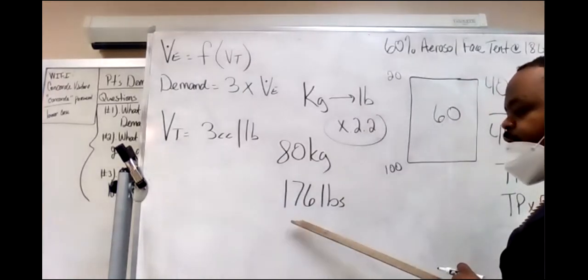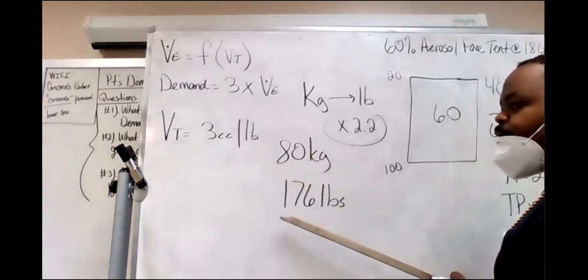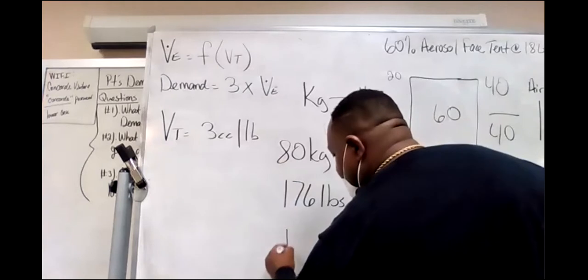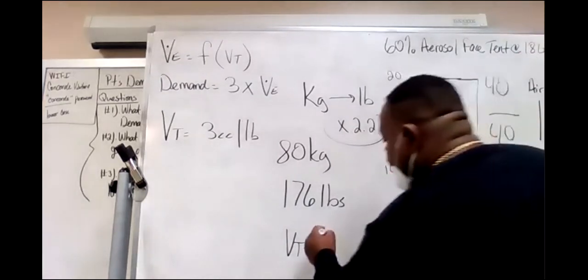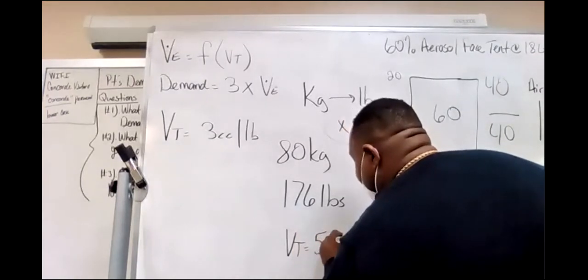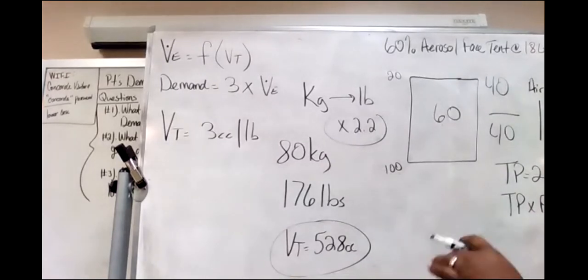If that's true, then what would this patient's tidal volume be? If he's 176 pounds, then what would his tidal volume be? 176 times 3, 528. You said 528? Yes, sir. Okay, so 528 cc. That will be his tidal volume. So it's just steps. That's all. Just make sure you go back and know how to get to what you're looking for.